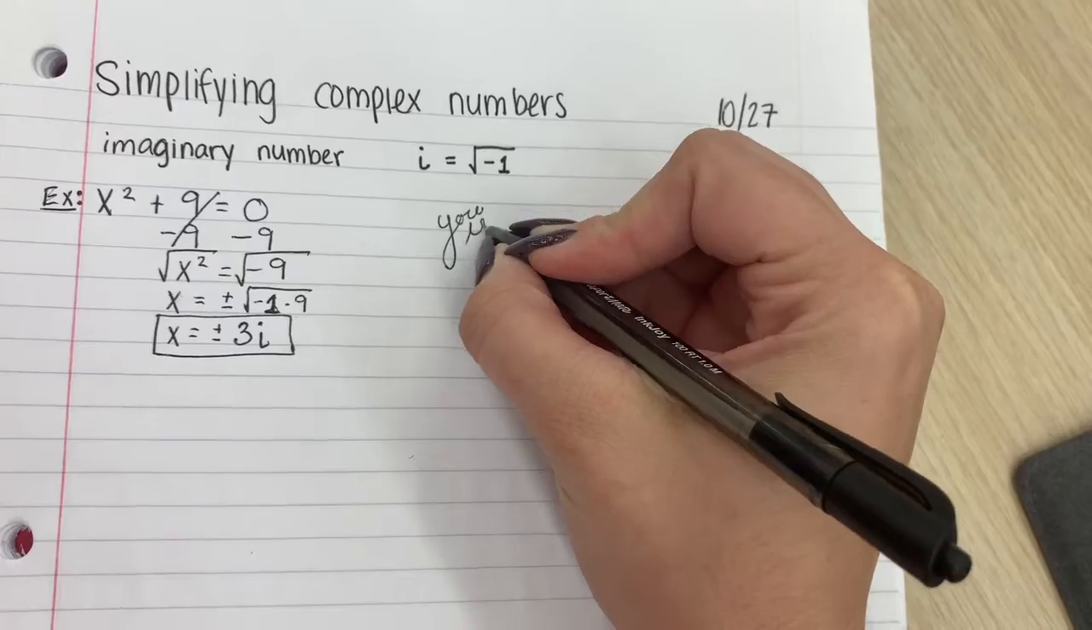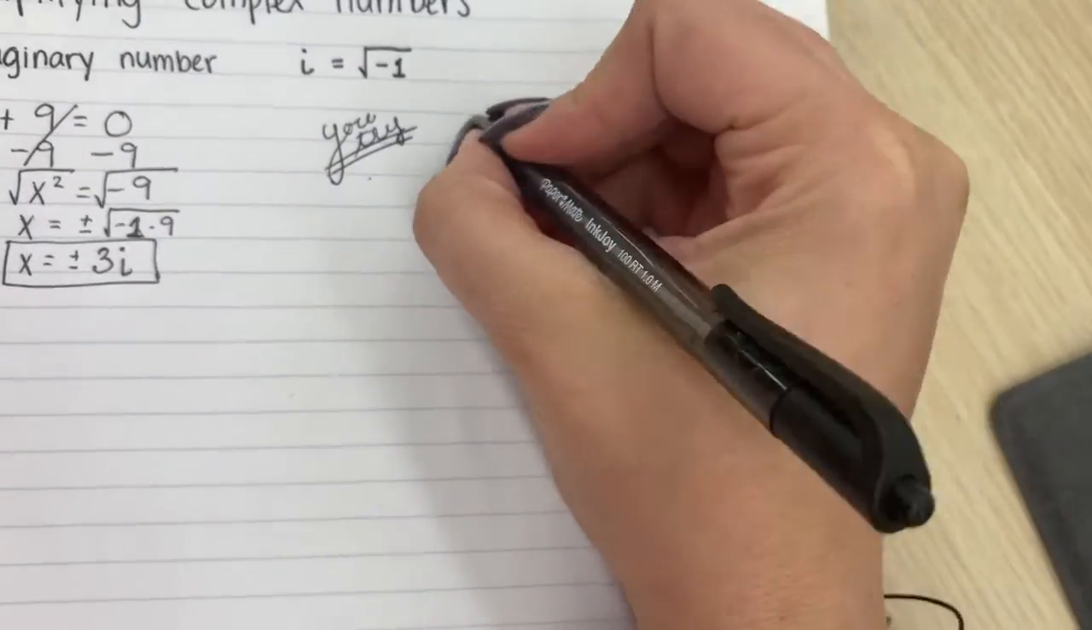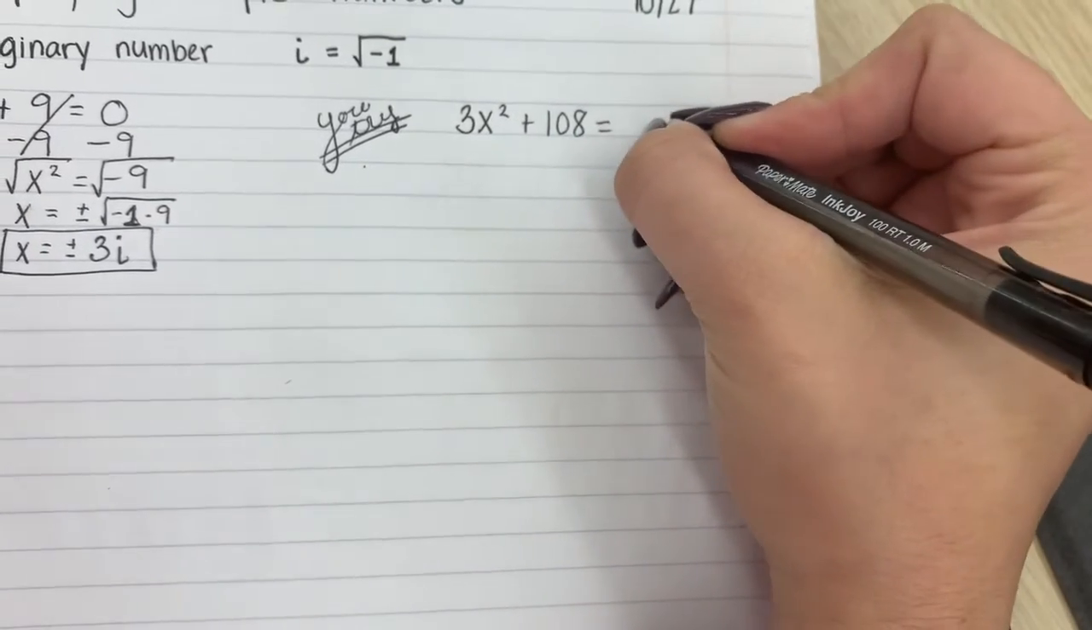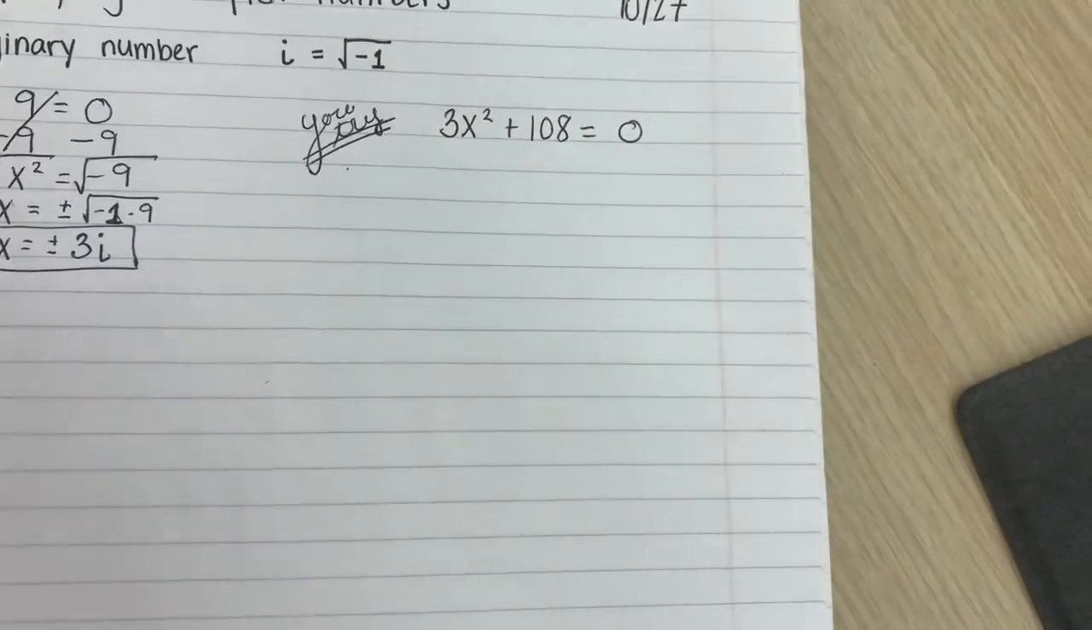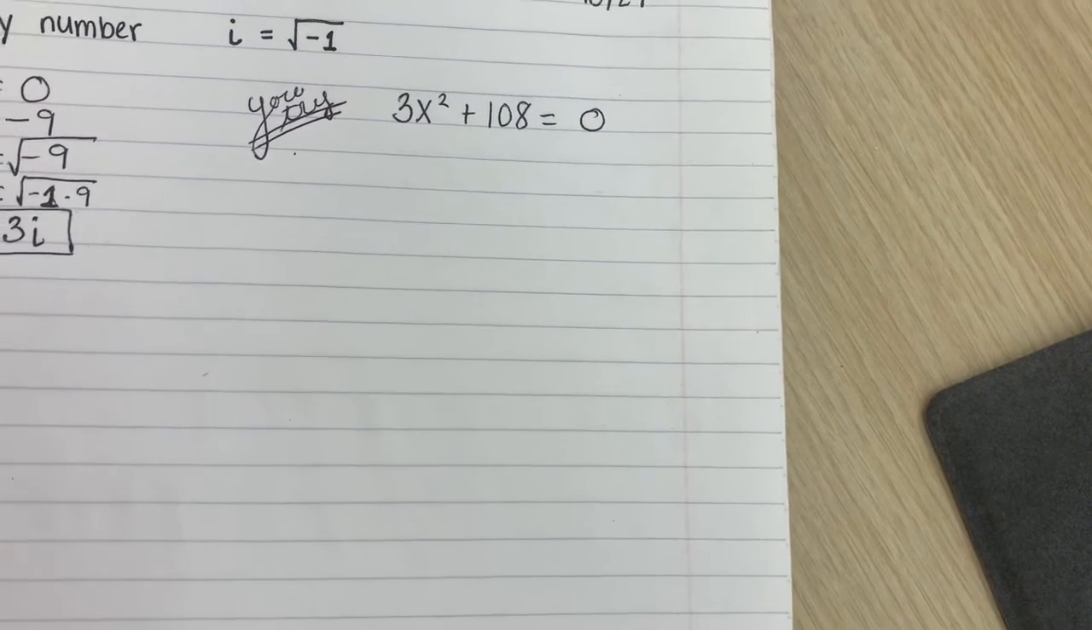So let's go ahead and look at an example of one of these to try on our own. From here, pause the video, solve this using inverse operations, and remember, you have a value for the square root of negative 1 now.